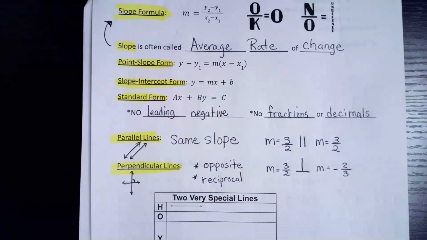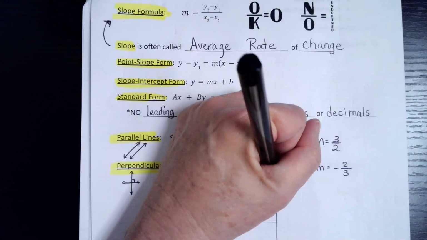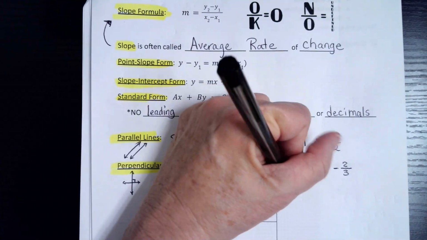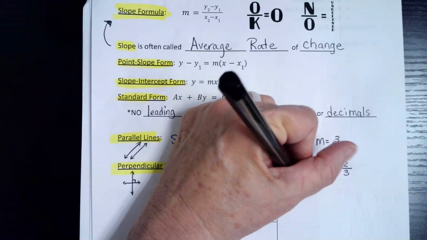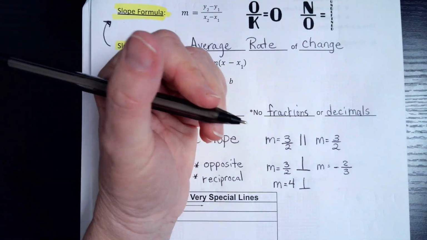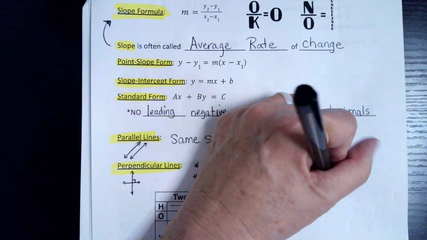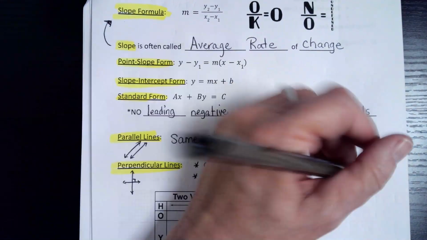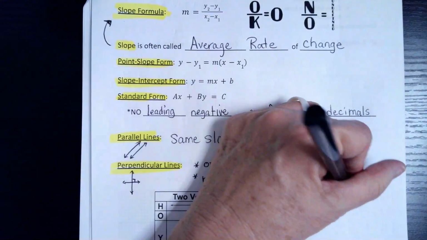All right. So now, one thing kind of interesting. What if my slope was 4? What would the perpendicular slope be to 4? Negative 1/4. Good job.